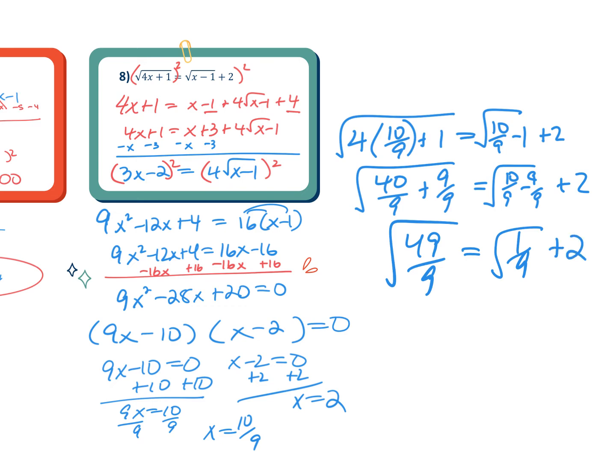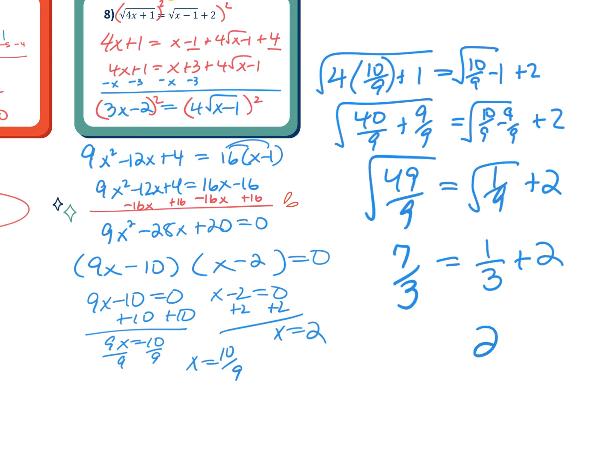Plus 2. Square root of 49 is 7. Square root of 9 is 3. And then here, square root of 1, 3 plus 2. This becomes 2 and 1/3. If I go ahead and make this into a mixed number, 2 and 1/3. So that one checks. You could have also left it improper, found a common denominator here, either way.